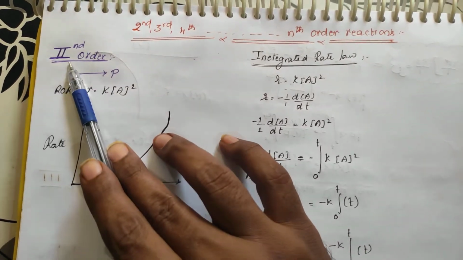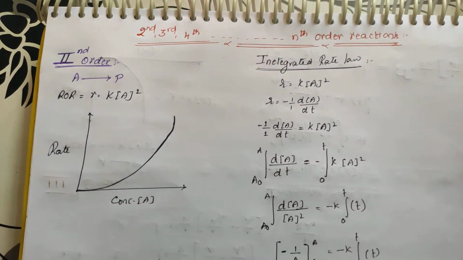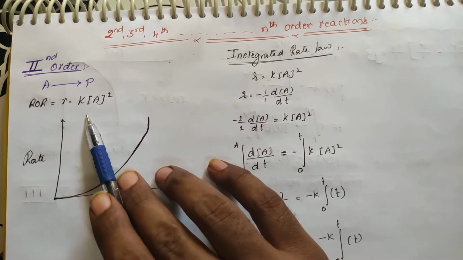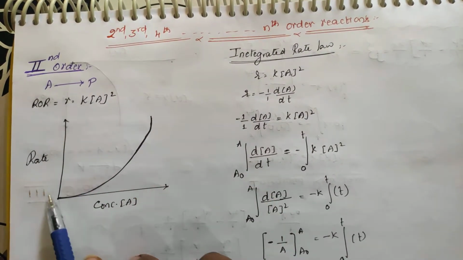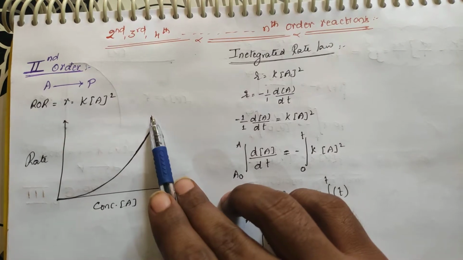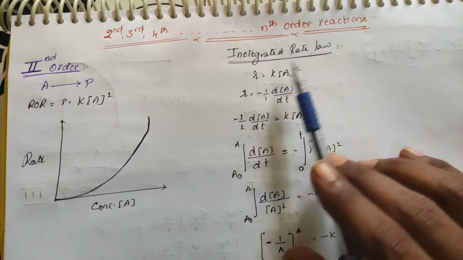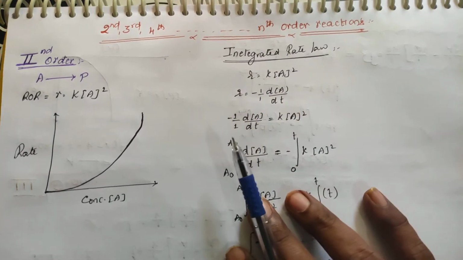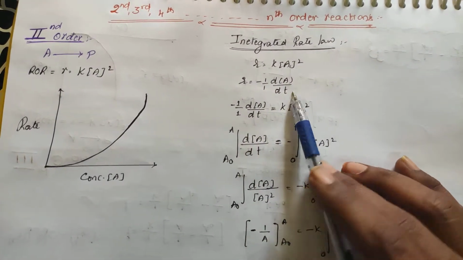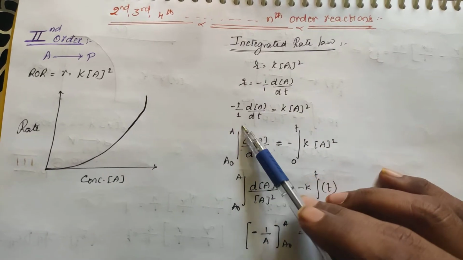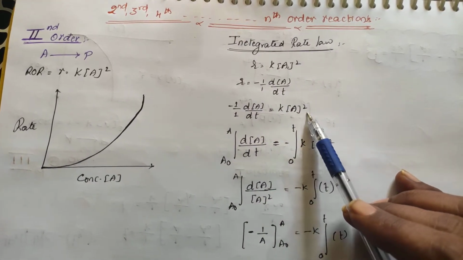Suppose if I take for second order, A is getting converted to product, rate of reaction will be equal to R is equal to K into A square. Rate with respect to concentration, you will be getting the graph like this in this pattern. Okay. So if you want the integrated rate law, R is equal to K into A square, R is equal to minus 1 by 1 dA by dt. So on equating these two equations, minus 1 by 1 dA by dt is equal to K into A square.